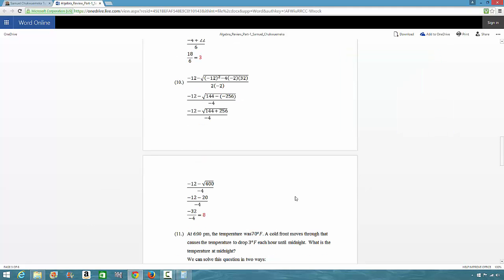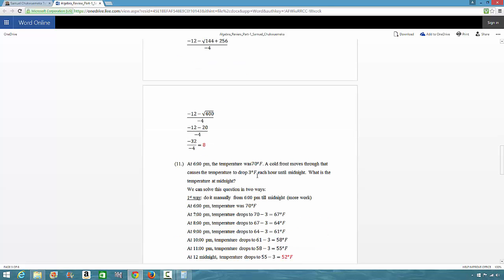The same way is what you do here. Negative 12 all squared is 144, minus 4 times negative 2 is negative 8, times 32 is negative 256. Minus minus is plus, you add it. 144 plus 256 is 400. Square root of 400 is 20. Minus 12 minus 20 is minus 32. Divided by minus 4 is 8. Does that make sense?